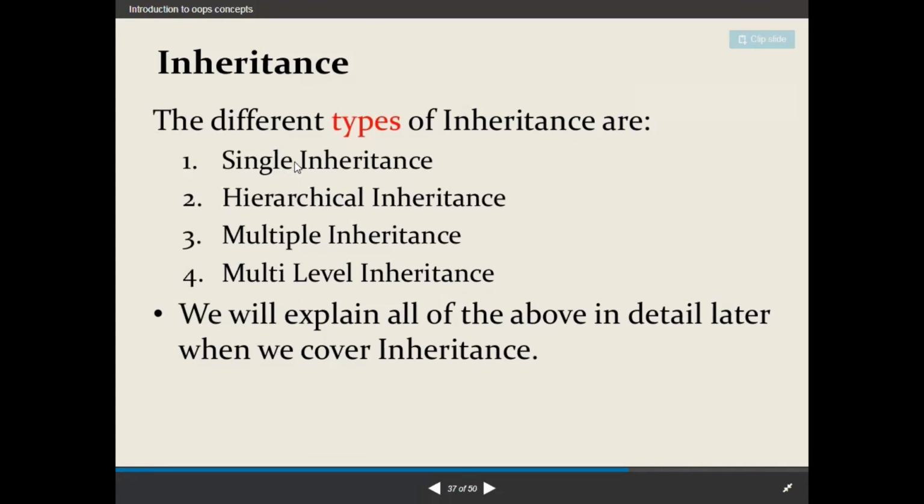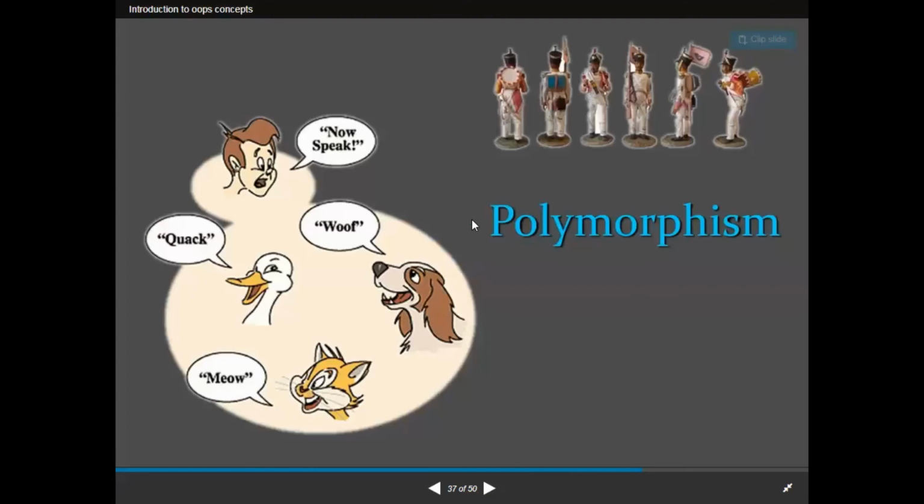Understood, ma'am? Learn this alone because this is one chapter in grade 10. At that time, we can learn with examples. Now I'm not at all ready to confuse you. So learn this list alone: single, hierarchical, multiple, multi-level. Understood, children? Next one, polymorphism.